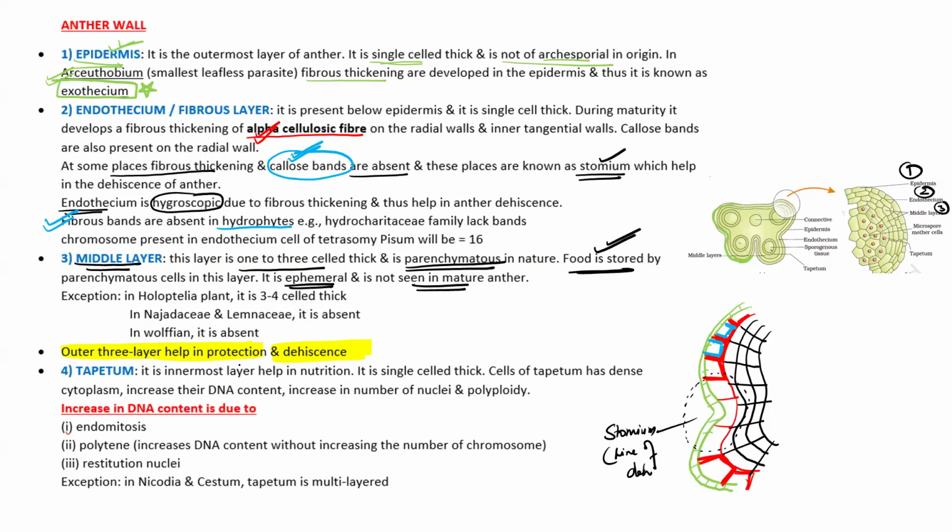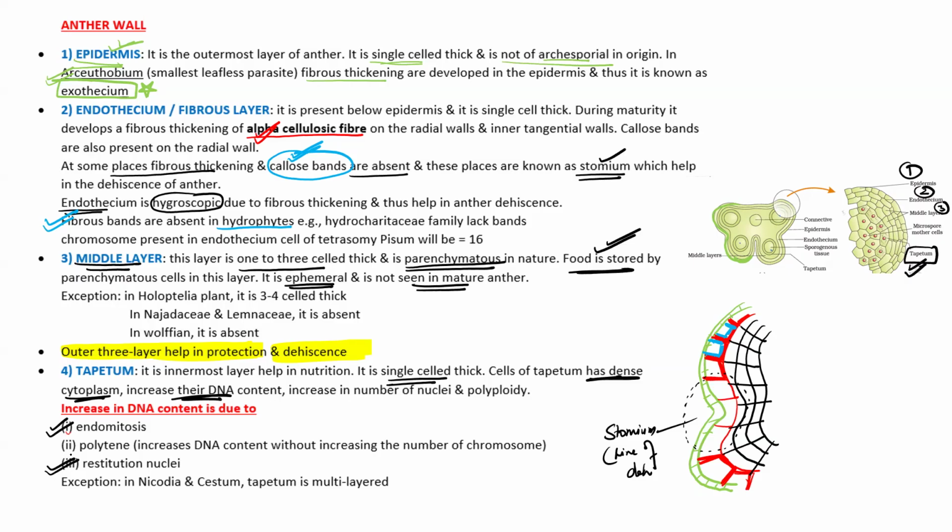developing pollen grain. The innermost layer is the tapetum, and the tapetum is the one which provides nourishment. It is single cell thick. They have dense cytoplasm and increased DNA content. Now, how can they increase the DNA content? Either because of endomitosis, which means full mitosis is done inside the nuclear envelope only. Prophase, metaphase, anaphase, everything is done inside the nuclear membrane. So at the end of telophase, instead of two nuclei, you will see only one nucleus, but the DNA content is doubled.